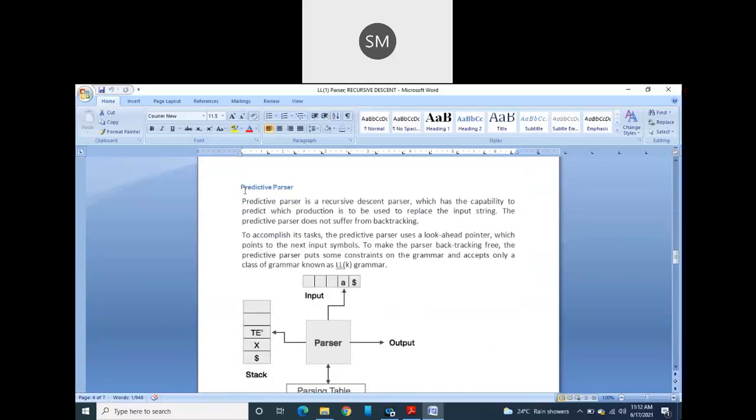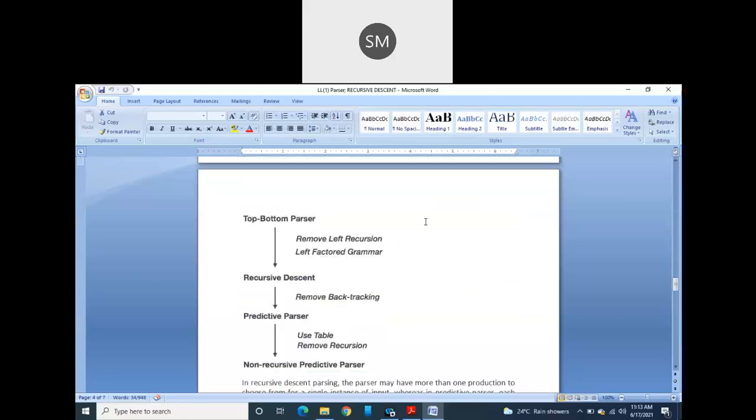Then the predictive parser. I already told you, in your top-down parsing, particularly if it is a recursive descent parser, it means you are continuously constructing the parse tree from top to bottom, and repeatedly replacing the non-terminals by the terminals. That is recursive descent. In this recursive descent, if you are not using any backtracking, then it is called a predictive parser. Remember all these technical words. Clear?